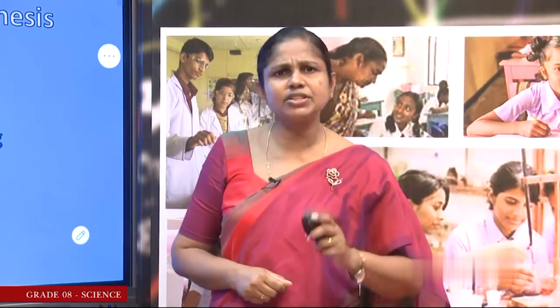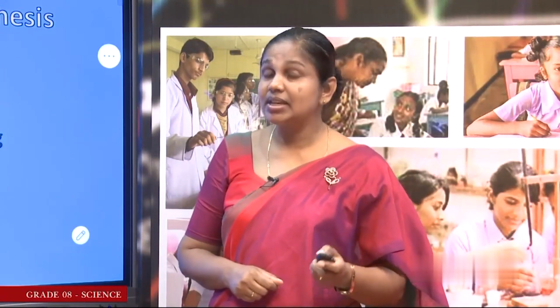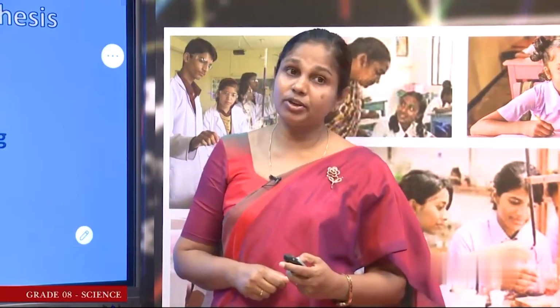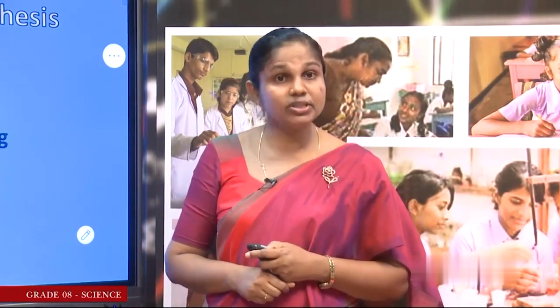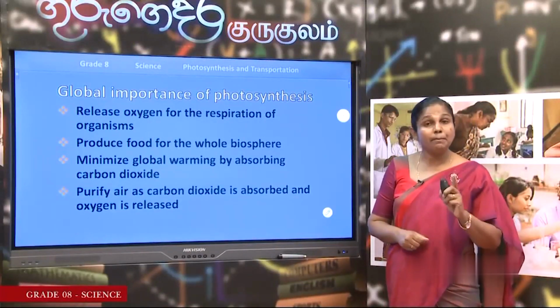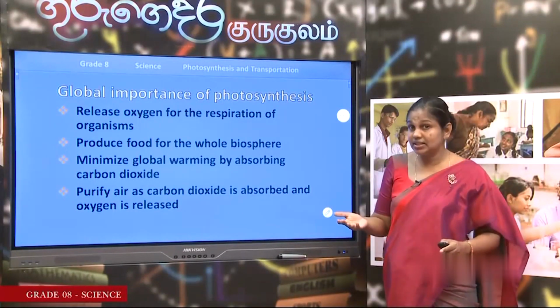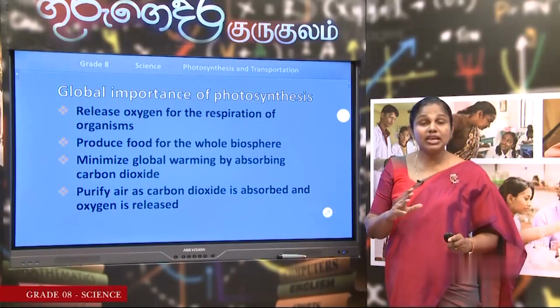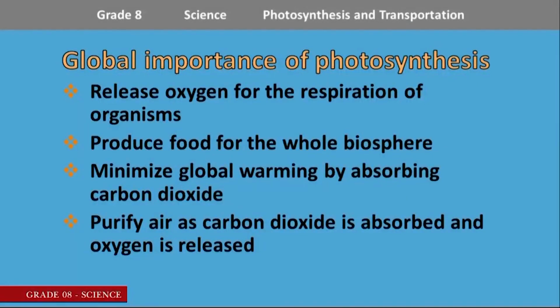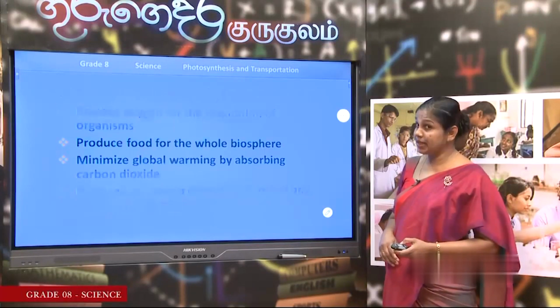This can be minimized to a certain extent by this process, because the photosynthesis process needs carbon dioxide and green plants absorb carbon dioxide from the atmosphere. Okay. Finally, this process purifies our air because it absorbs carbon dioxide and releases oxygen. So, this process helps to keep our air clean. So, these are the global importance of the photosynthesis process. Okay children, let's move to the next part of the lesson today.